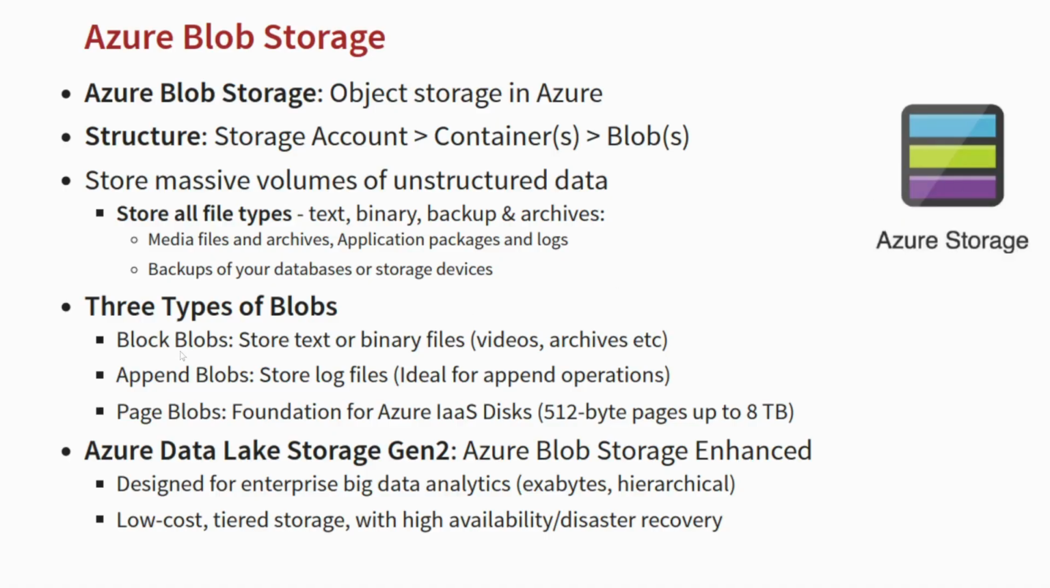So there are different types of blob. One is called a block blob. It is used to store text or binary files, like videos, images, archives. Next we have something called append blob. This is optimized for log files and append operations. If you have a list of logs that keep on appending, then go with append blobs.